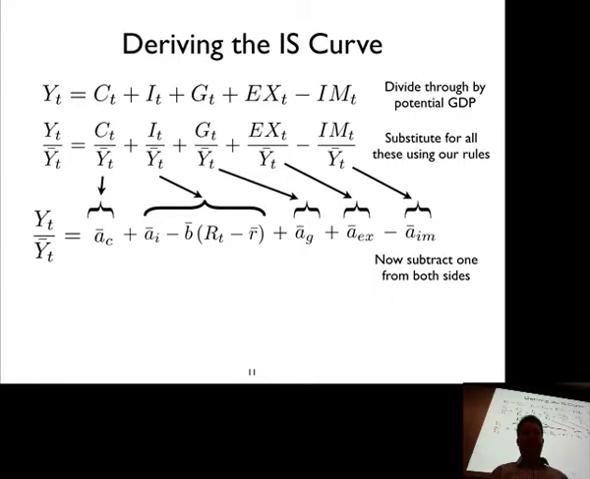The reason why this is helpful is that if you squint at the left-hand side, it's Y over Y bar. Well, what is that exactly? Suppose that current GDP was $15 trillion and potential GDP was $14 trillion. What would Y over Y bar be? Well, it would be 15 over 14. What kind of a number is that? Is it about 0, or is it about 1 or 10? It's about 1, right? It's a little bit over 1.